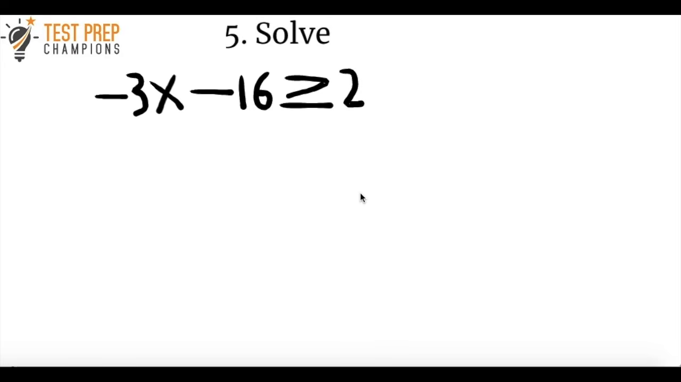Okay, so question 5 has to do with inequalities. So what I want you to do is solve the following inequality. We have negative 3x minus 16 is greater than or equal to 2. So once again, solve the inequality. Negative 3x minus 16 is greater than or equal to 2. So pause the video now and try this out, and then we'll go over how to do it.